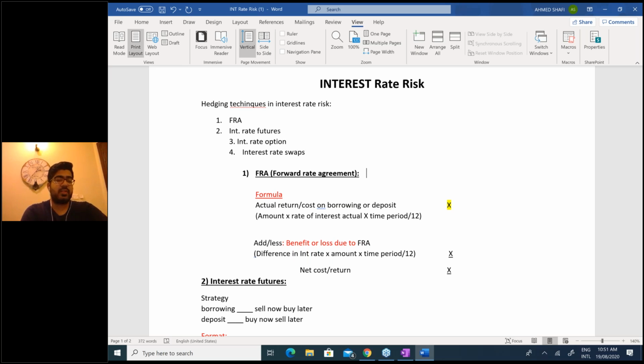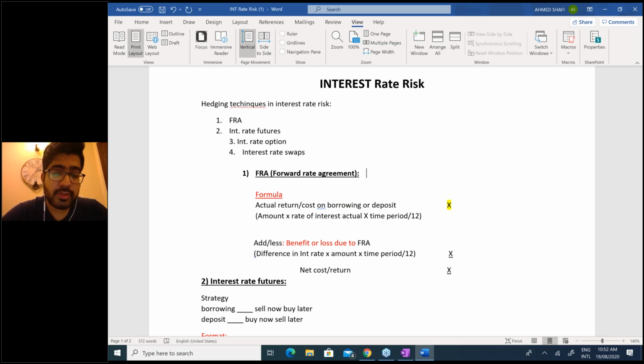Okay, so these are the two steps of FRA. You need to first note the return on deposit if it's a deposit case, or cost on borrowing if it's a borrowing case. The formula is mentioned, and then the main thing, benefit or loss due to FRA. Many students make mistakes in that. Take the difference in rates, judge whether it's a benefit or loss, into amount into time period over 12.